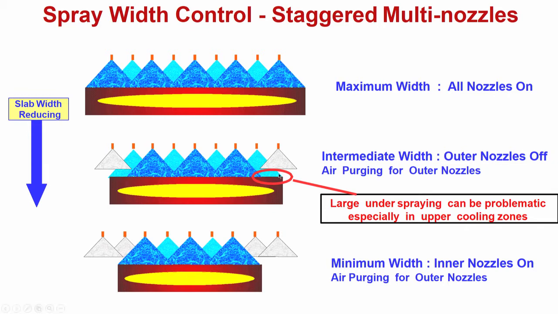Okay. Now let us come to another situation. We are using a minimum width, that means maybe we have come down to a 900 millimeter width of slab now. So what happens?